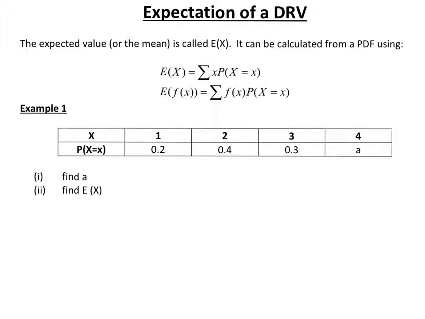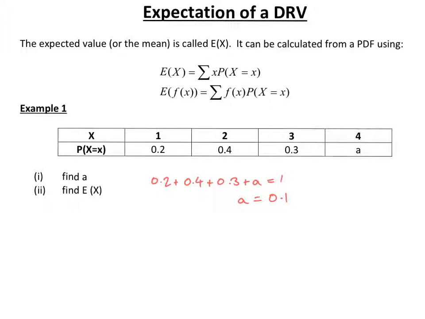So in this example, first of all, we're given a probability distribution. It's in our table, and we're asked to find A. Now the first thing is nice and straightforward, is that we know that all the probabilities add up to give 1. So I know that 0.2 plus 0.4 plus 0.3 plus A equals 1, and very quickly we see that A equals 0.1.